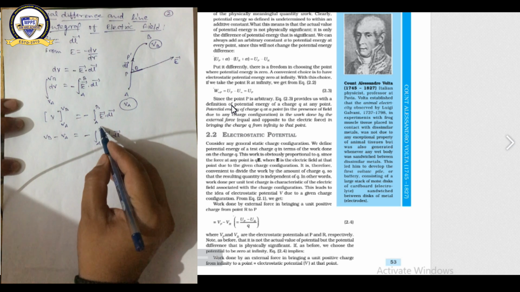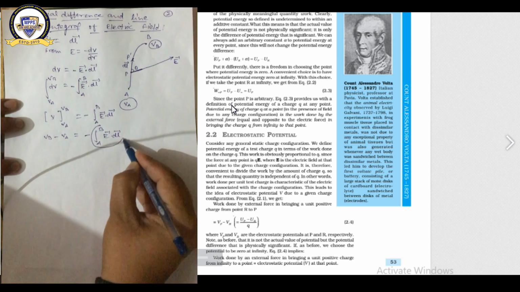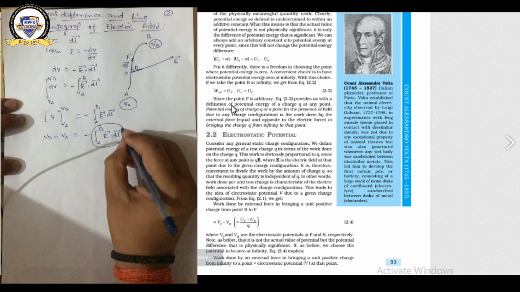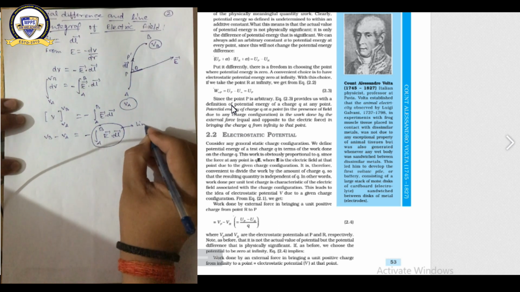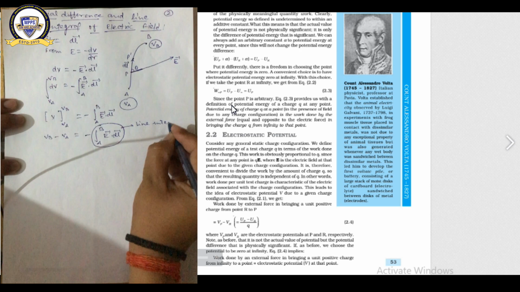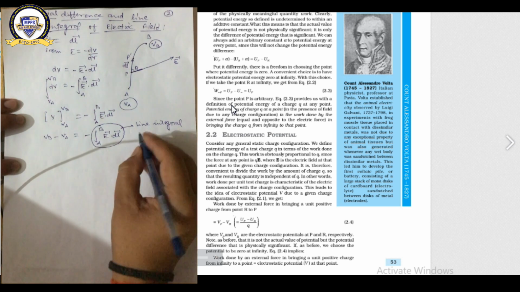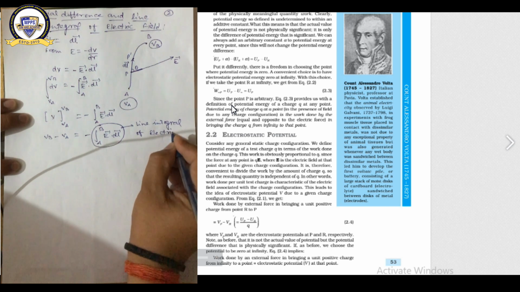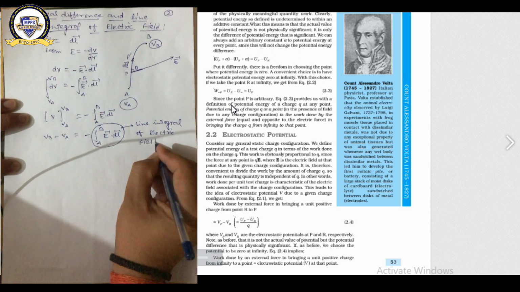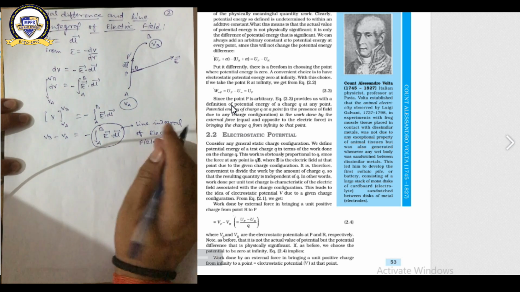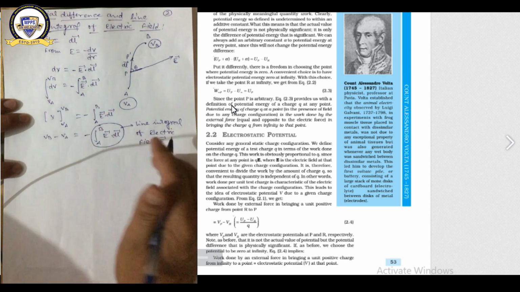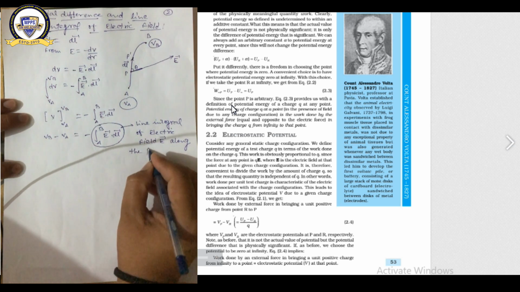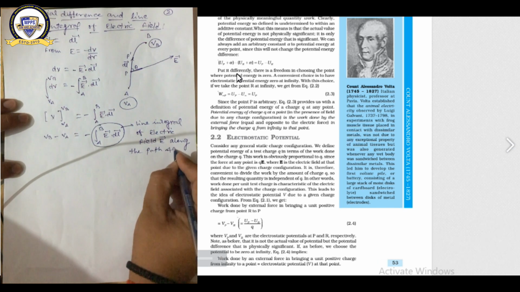Here the integral from A to B of E dot dl is called the line integral of the electric field E along the path AB.